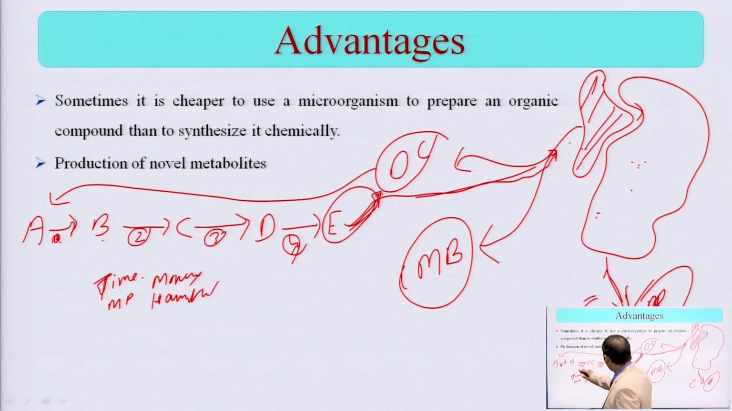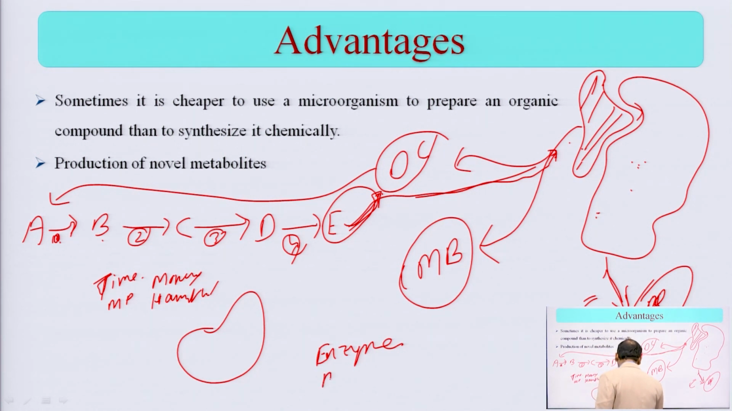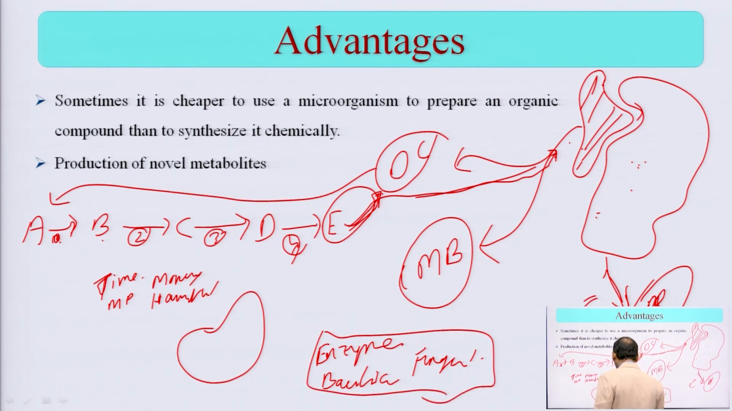Now, it will take a lot of time and a lot of effort, but if you use microorganisms, for example, you identified that there are certain proteins present, and you can use some enzyme, or some bacteria, or some fungi, and you have found these things can make your ultimate similar kind of product.